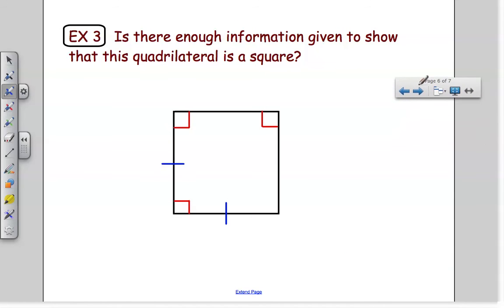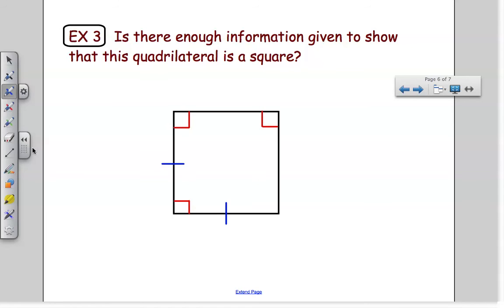And one more example here. Is there enough information given to show that this quadrilateral is a square? Remember, a square has to have 4 right angles and 4 congruent sides. I see 3 right angles, 2 congruent sides. If there's some way to show that all 4 angles are right and all the sides are congruent, I'd be good to go. Well, maybe there's a way I can show this as a parallelogram.